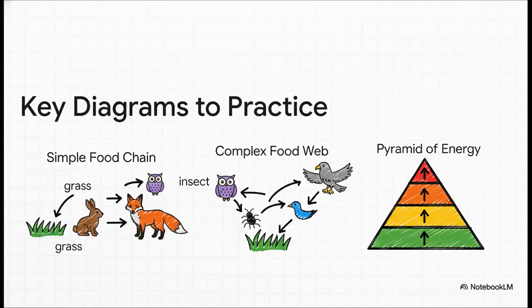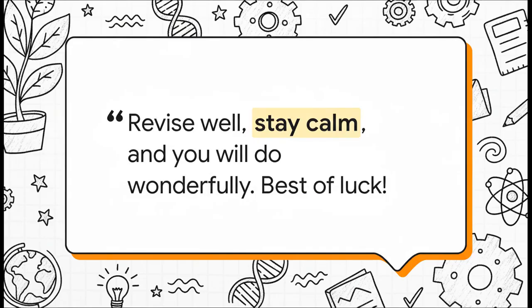For this chapter, there are 3 you must know how to draw: a simple food chain, a food web, and the pyramid of energy. A well-drawn diagram can fetch you very good marks. And that's it. We have covered all the important concepts. Remember, you know this material. Just revise well, stay calm and confident when you are writing the exam, and I am absolutely sure that you will do wonderfully.